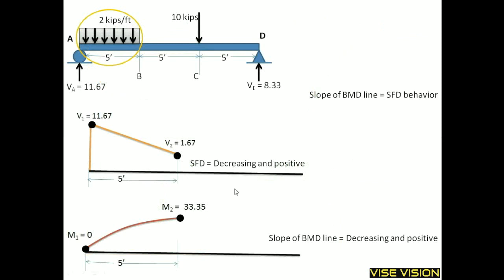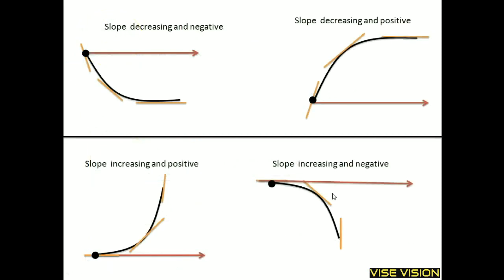And remember one more thing: the slope of the SFD line will be one degree higher than the slope of the loading acting over here, and the slope of the BMD line will be one degree higher than the slope of the SFD line. Here the slope of the loading is 0, it is a constant straight line. The SFD is a first degree line with constant slope, and the BMD is a second degree line. So this is how the BMD and SFD should be drawn properly.